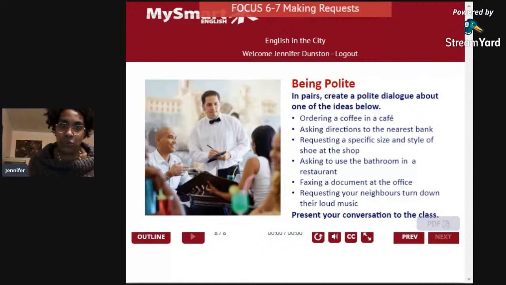Let's see. Use the bathroom. Let's start at the bottom. Because since we're all at home right now and we're very close with the people in our homes, or we're closer to our neighbors because now we hear them if they're upstairs or downstairs or next door. So I hear a lot of TVs now. I hear people talking when the windows are open if it's a warm afternoon. Look at the last situation, requesting your neighbor turn down their loud music.